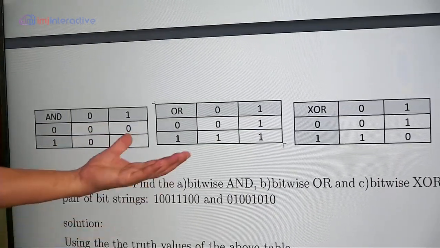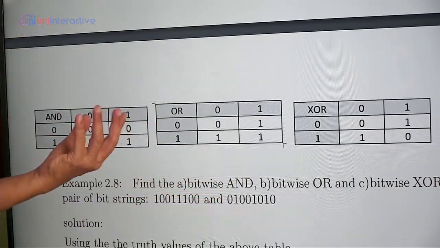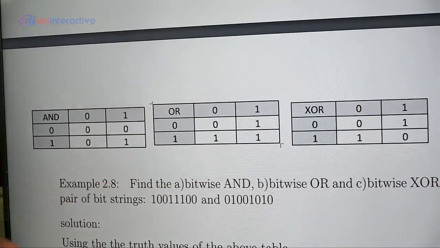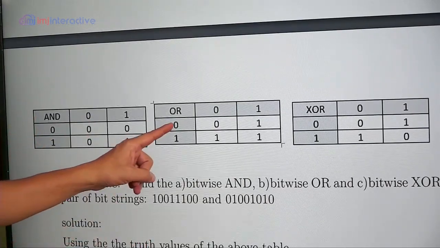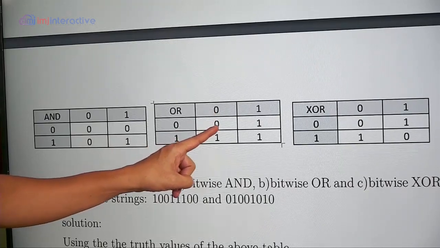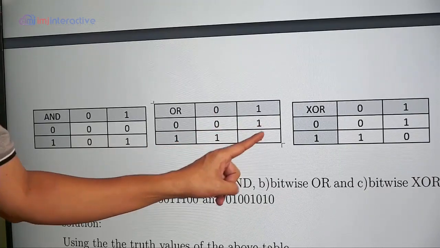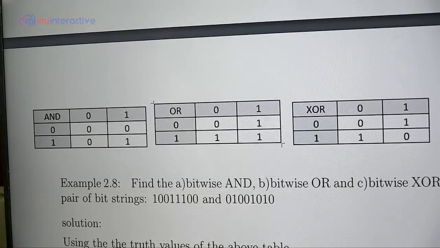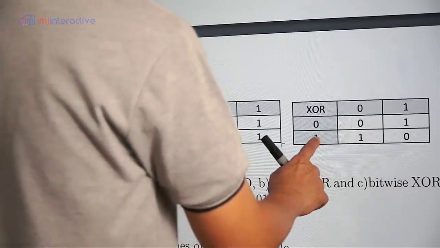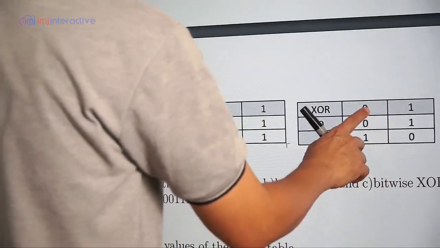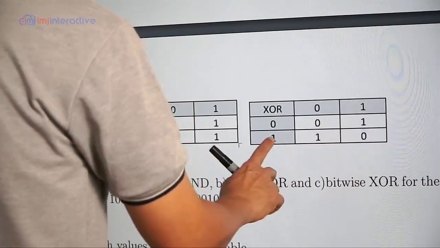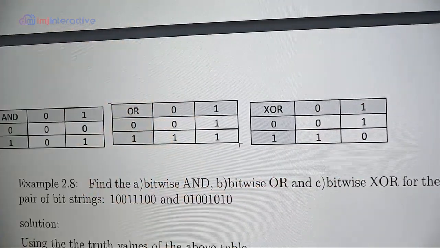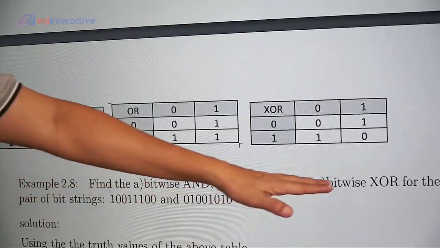What about the inclusive OR? According to inclusive OR, it will only be false if both are false. False, false, therefore false. Otherwise, it will be true. Exclusive OR will only be true if one is true and the other one is false. Both false, false. Both true, false. False, true, therefore true. True, false, therefore true. So those are the rules. Now let us try to perform the bitwise operation.